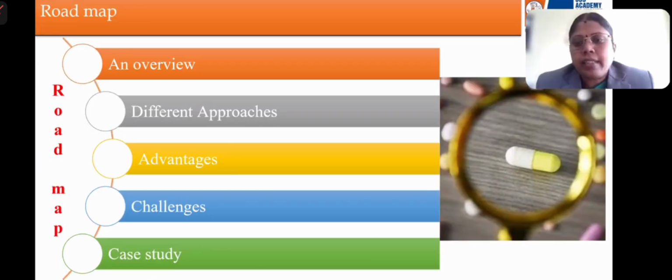So my presentation is divided into two parts. In the first half hour, I'll be explaining the overview of drug repurposing, why we do drug repurposing, and different approaches in drug repurposing. There are two approaches: computational approaches and experimental approaches. Why we go for drug repurposing, what the main advantages are, and of course, drug repurposing has some challenges. With this, the first part will be over.